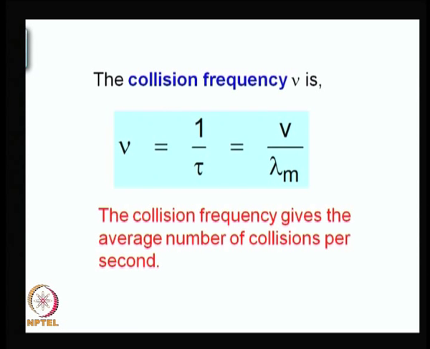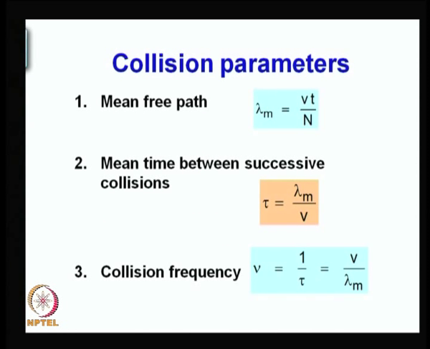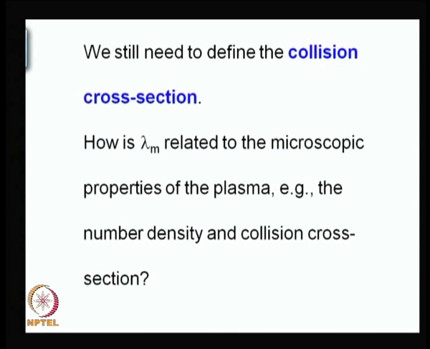So, these parameters you must be familiar from your usual college physics in the kinetic theory of gases. We are going to apply this now to plasma physics. I have summarized the results in this slide for you, where I have given the mean free path, the mean time between successive collisions and the collision frequency. The mean free path is lambda m equal to Vt upon n. Mean time between successive collisions is tau equal to lambda m upon V, and collision frequency is simply 1 upon tau equal to V upon lambda m. So, these are the collision parameters which are for any random walk problem.